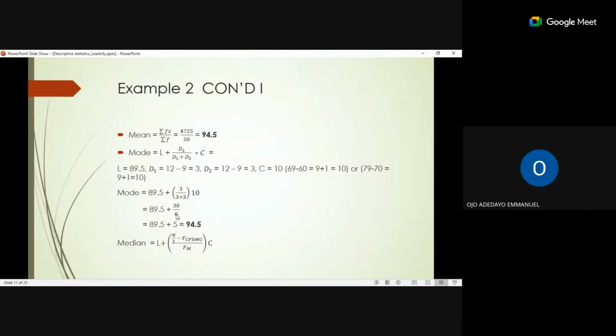Then 3 plus 3 is 6. So by the time you do that, this 30 divided by 6, we are going to have 5. 5 plus 89.5, we are going to have 94.5, which is the mode of this grouped data.